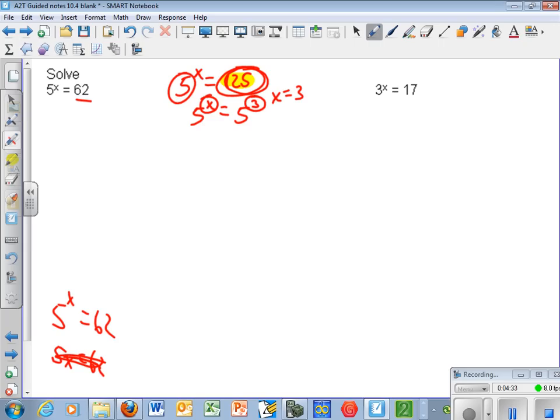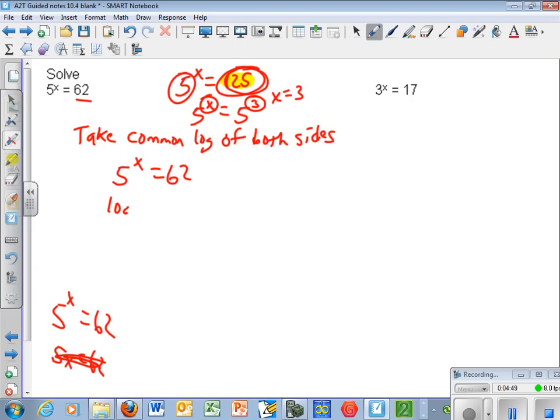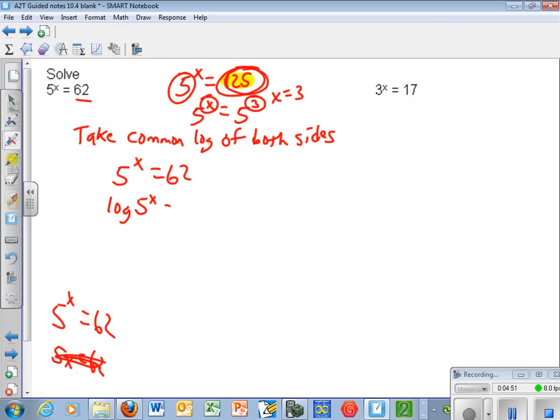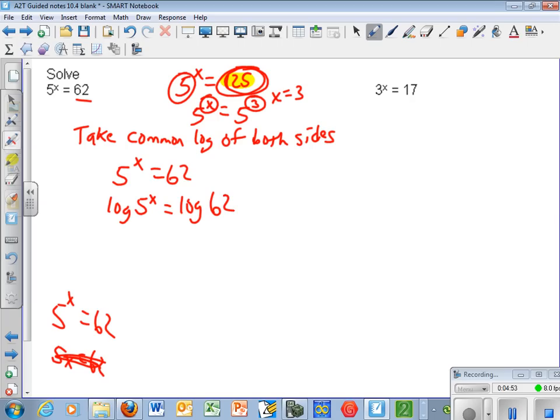So what we do is we're going to take the common log of both sides. Here's what I mean by that. I have 5 to the x equals 62. We're going to take the common log, LOG, of both sides. So I'm going to have the log of 5 to the x equals the log of 62. Just like if you add something to both, you got to do it to both sides to maintain the balance. If we're going to take the log of one of the sides, we got to do it on the other side also.